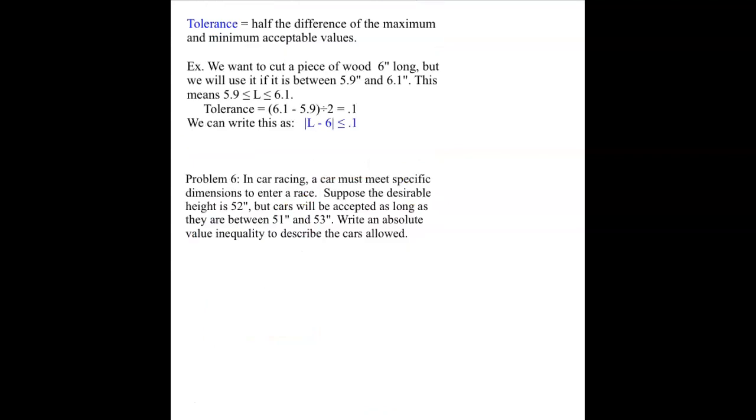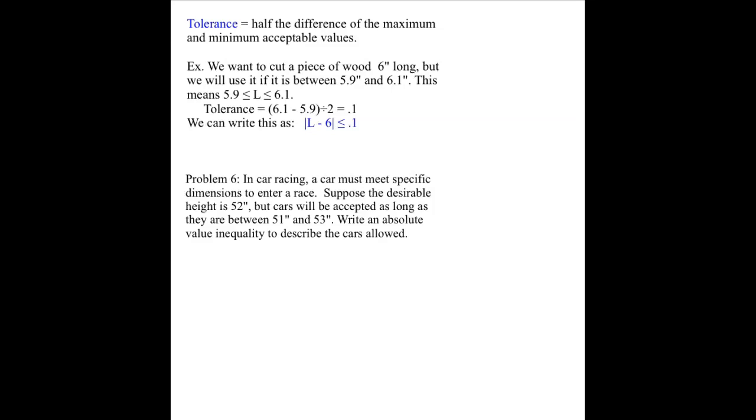All right, the last little question that we're going to look at deals with something called tolerance. It's typically used when you are trying to make something a certain dimension, but you're willing to accept it to be slightly off of what you would desire it to be. So tolerance is half the difference between the maximum and the minimum acceptable values. Let's look at an example of this.